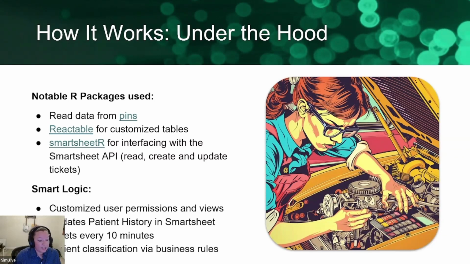Some of the smart logic is we have custom user permissions, and how that works is the user logs in and we have a roster pin, and so it reads in that user email name, maps to their region, and then we simply update the different region and territory dropdowns in the Shiny app, and that user now can only see their region and territory. So it makes user permissions pretty easy.